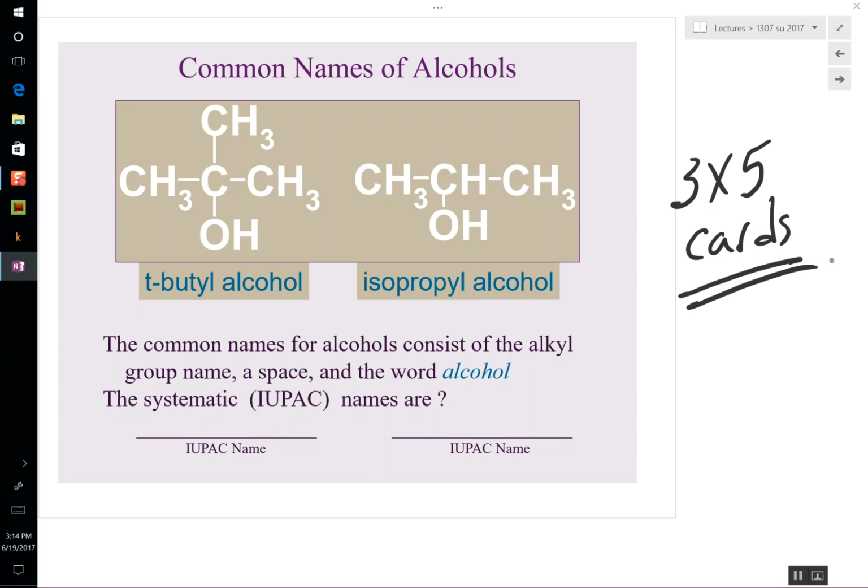Okay, 2-methyl-2-propanol. How do you like that? Longest chain is 3 carbons long: 1, 2, 3. It's got an OH, so it's propanol. It's 2-propanol, and the second carbon has a methyl on it. So that is the IUPAC name of tertiary butyl alcohol.